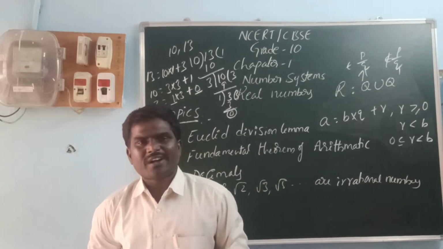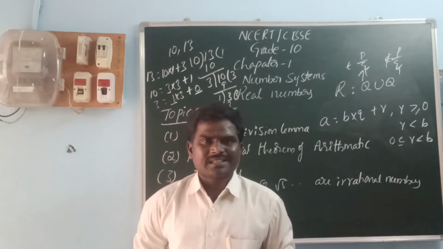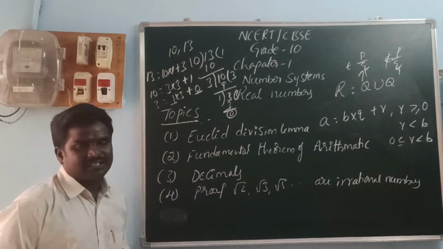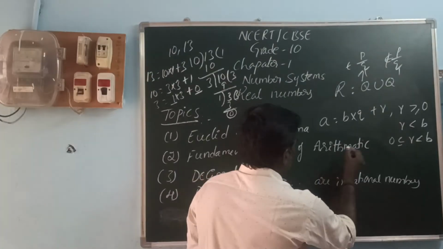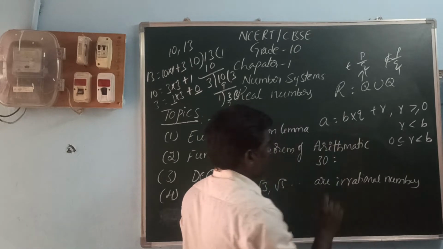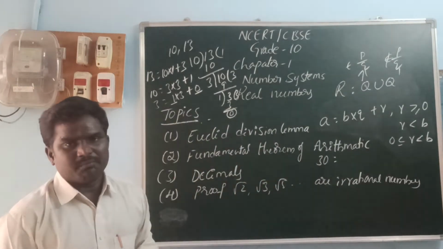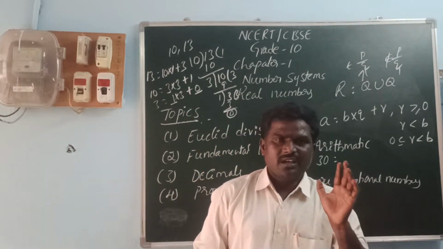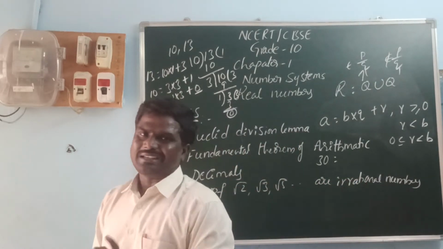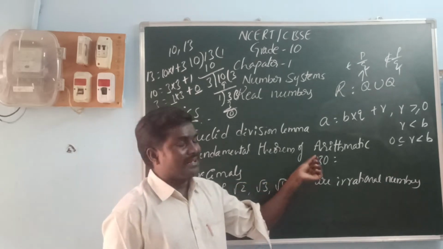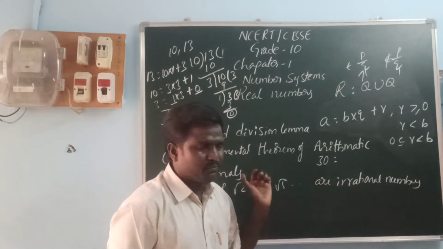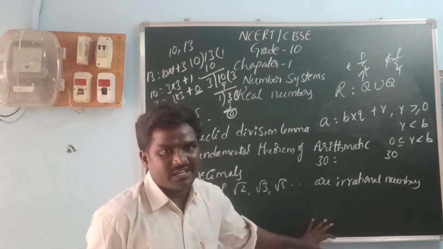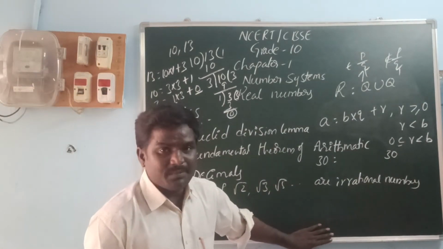Prime number means what? A number having only two factors, 1 and itself. So that is the fundamental theorem of arithmetic. For example, we can take 30. 30 is a composite number. Why? Because 30 has factors 1, 2, 3, 5, 6, 10, 15, 30, more than two factors. The 30 we can write as a product of powers of prime numbers. How can we write it? By using the division or tree method.